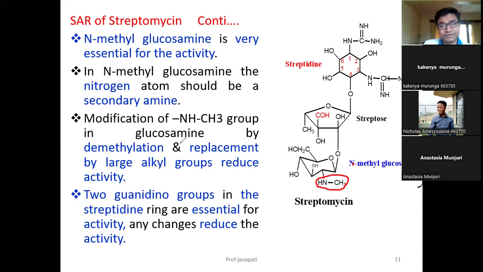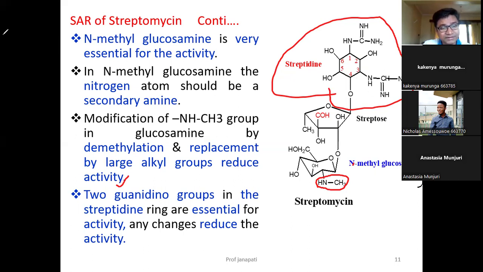Modification of the group by demethylation, or replacement with a larger alkyl group, reduces activity. Just now we told about streptidine. On the streptidine molecule, what happens is very important. There is not much change allowed on the guanidino groups; they are very, very important for the activity.